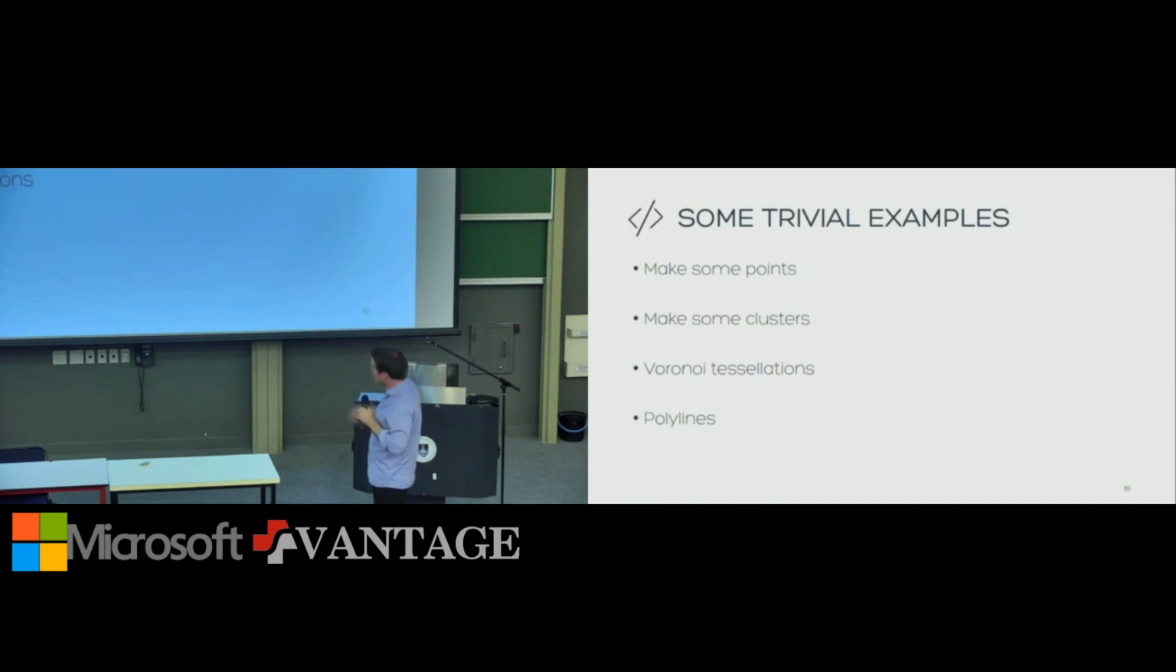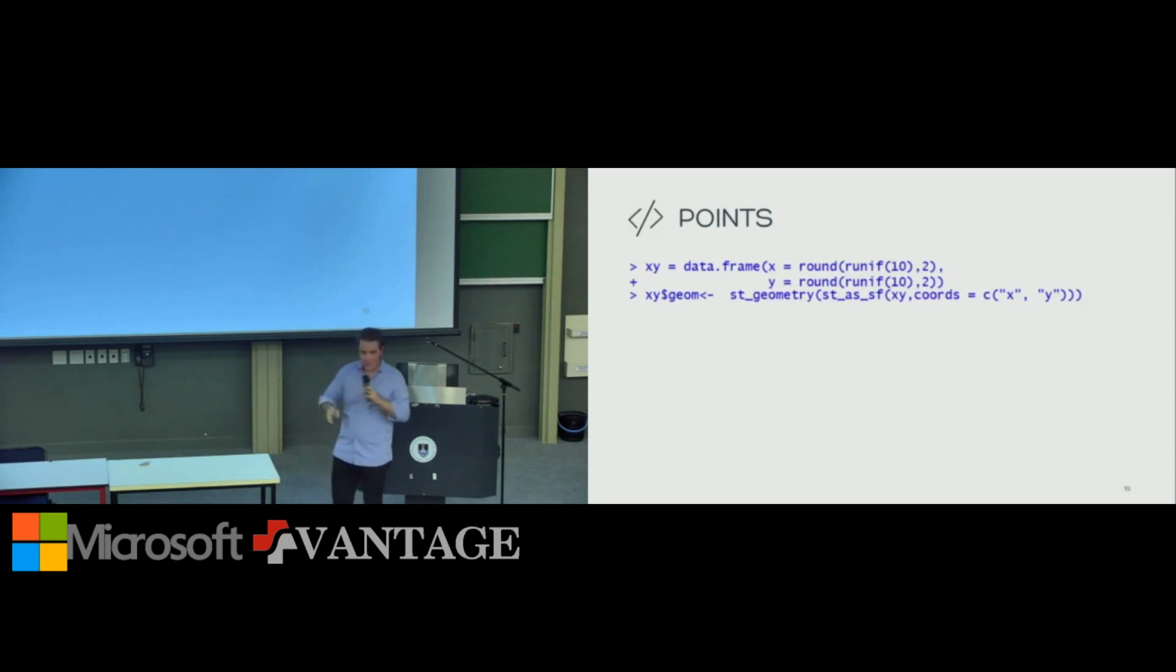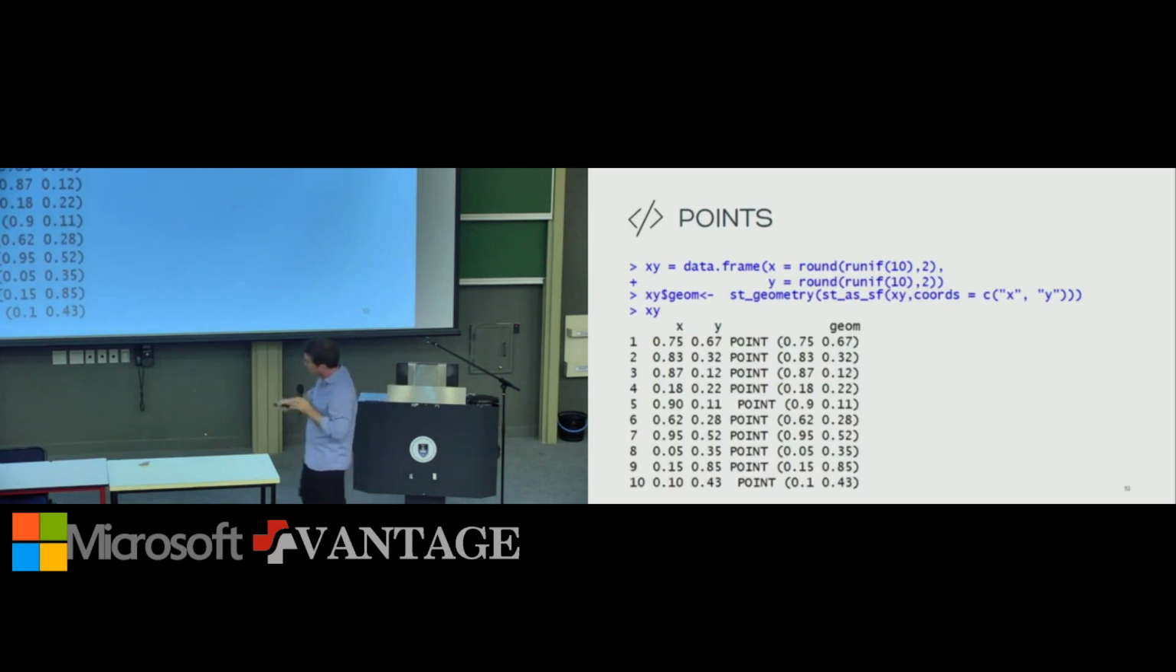Okay, so we're going to do something really trivial, but I want to give you a sense of how simple this is. We're going to make points. This is the most complicated line of code, right? ST is the spatial type geometry. ST as SF, as in simple features, with X, Y, my coords are X and Y. This is the ugliest line. After this, it gets really simple.